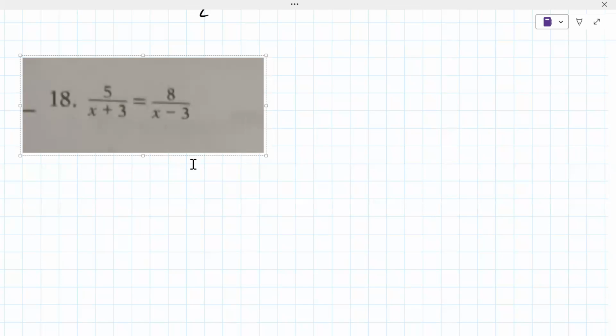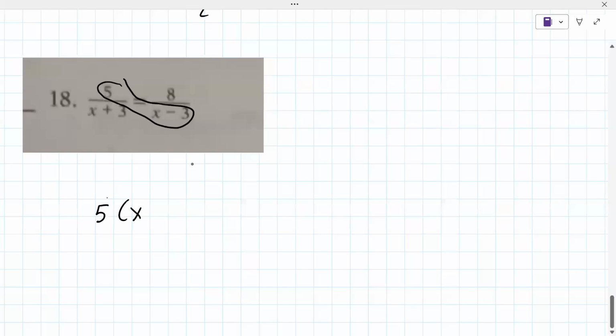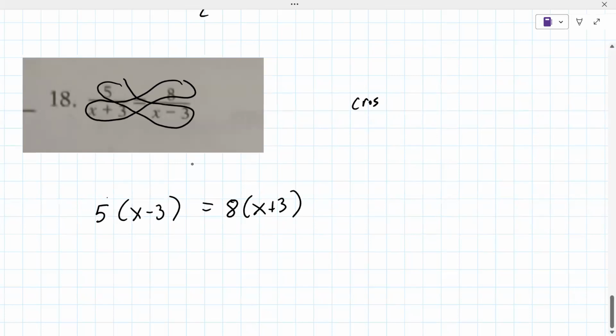Okay. So this time we're going to diagonally multiply. We're going to take that 5 and multiply it by the x minus 3. We're going to take that 8 and multiply it by the x plus 3. Cross multiply, or sometimes you hear the word butterfly. Okay, so I want you to distribute that 5 into both terms and tell me what you come up with.